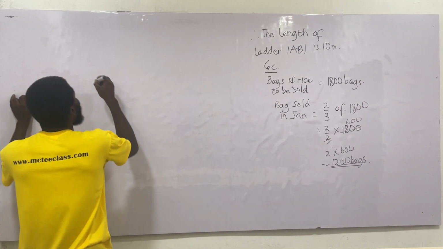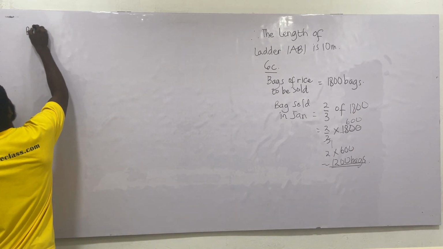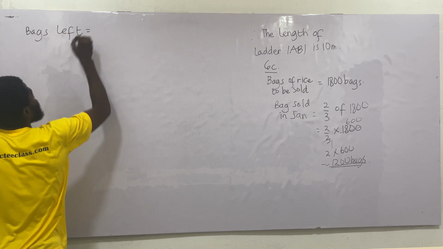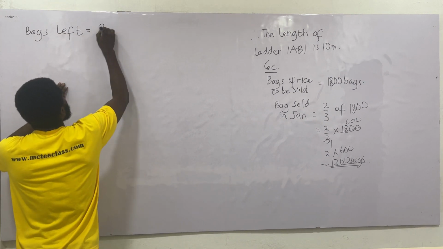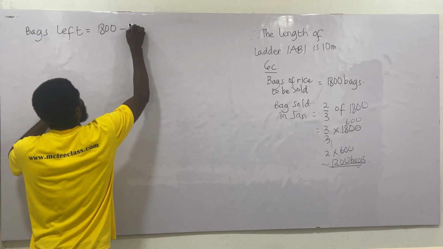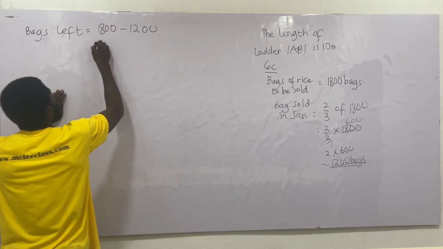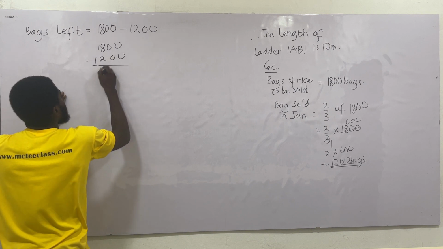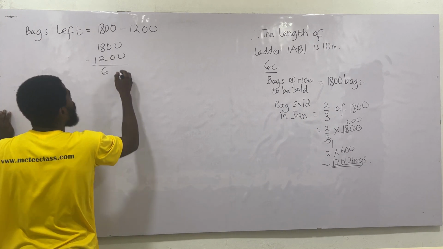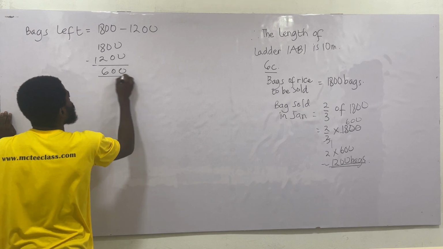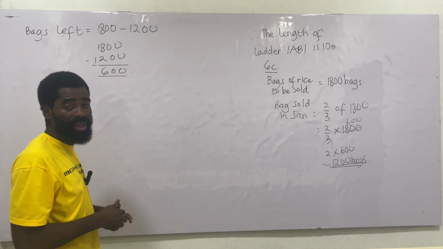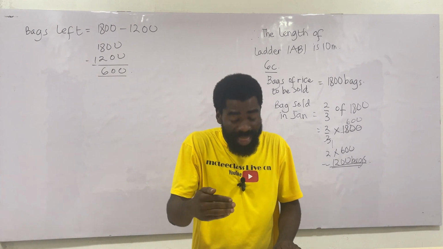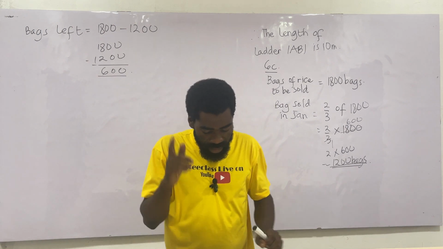So let's find the bags left. Bags left is equal to the total bags, 1,800, minus what the guy has sold, minus 1,200, and that gives me 600 bags. So now we are left with 600 bags. Then I continue the reading. I don't care what question I was asked. I've already read, but I'm interpreting this stepwise. Then I continue.